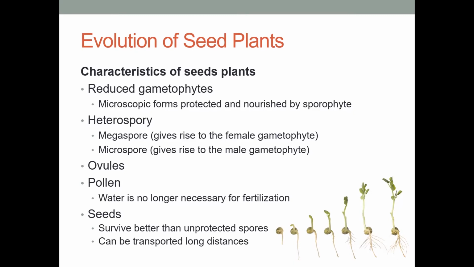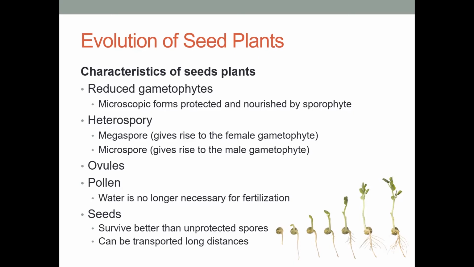All right, something else that we see with the seeded tracheophytes is that they have two different types of spores. They have megaspores and microspores. The megaspore is going to give rise to the female gametophyte, while the microspore is going to give rise to the male gametophyte. So we have this separation of gametophytes at the spore stage. And eventually the female gametophyte will produce an egg, while the male gametophyte will produce some sort of sperm-like cell.